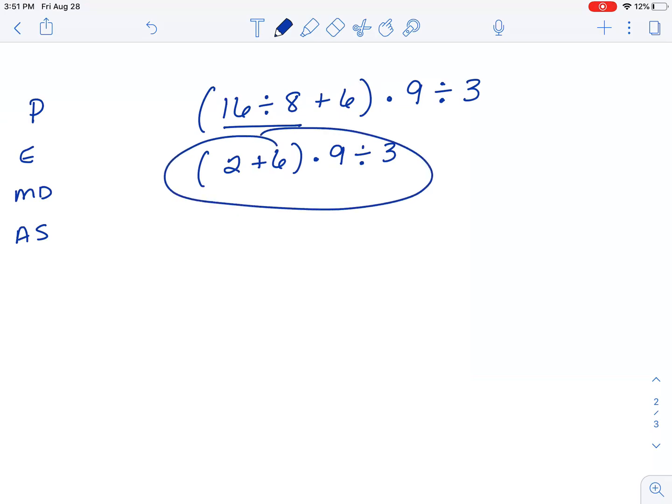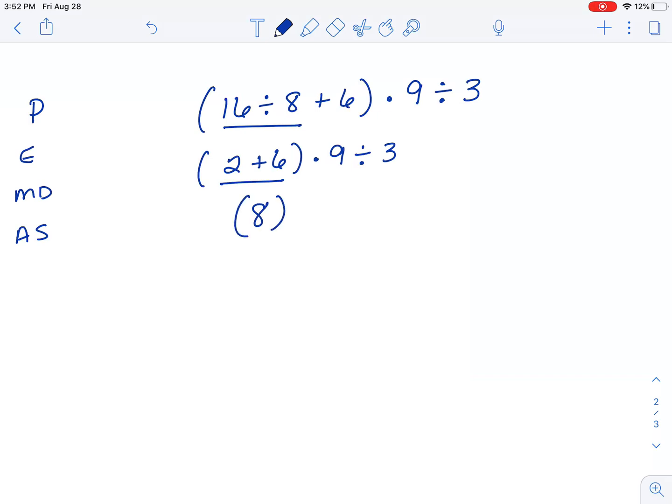Now, this is my problem I look at. Do I still have parentheses? Yes, I do. So I underline that. 2 plus 6 is 8. Bring down. Now, I could do this, but is there anything left to do? No. So I just bring that out. Times 9 divided by 3.